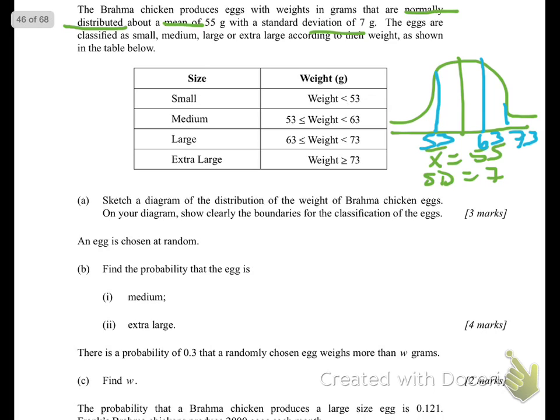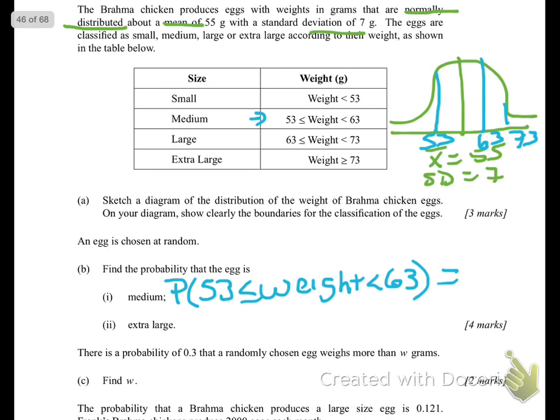Now, let's go to B. Find the probability. So this is a probability deal. And so we're going to write the probability that it is medium. Okay, look what it says for medium. So we're going to write that in here. That's really nice. 53 is less than or equal to the weight, which is less than 63.